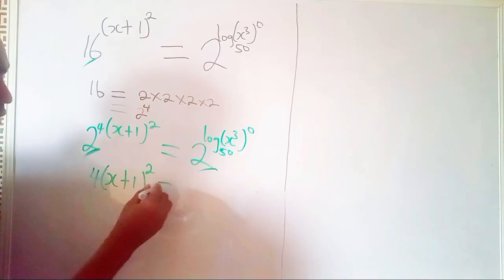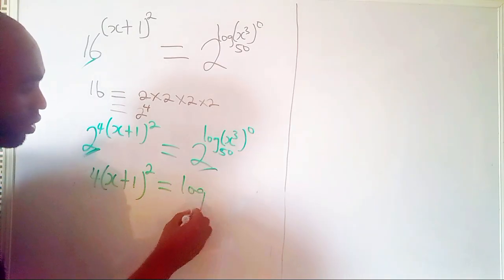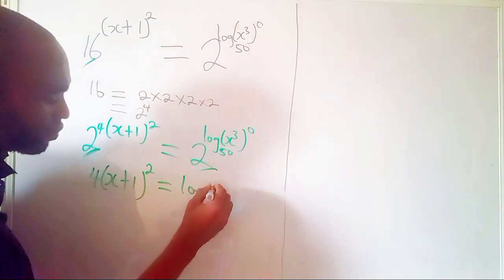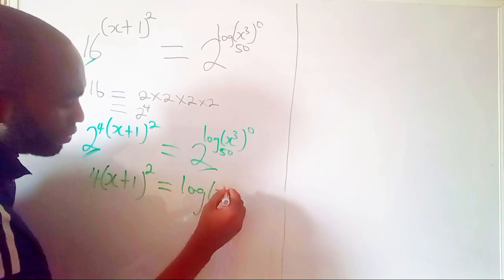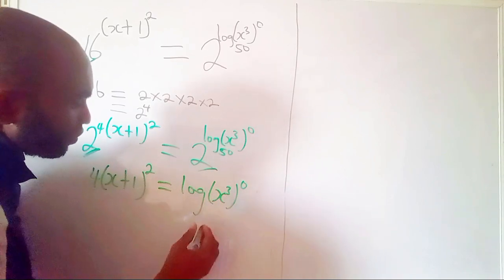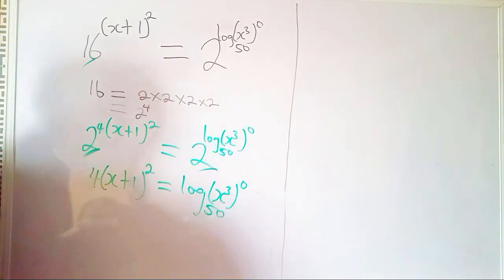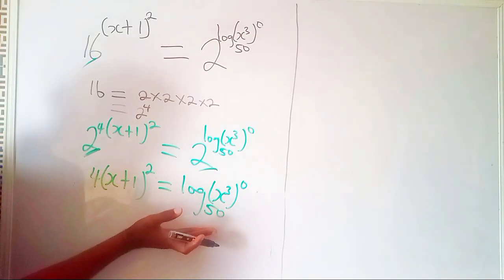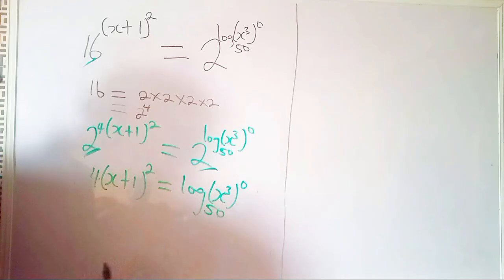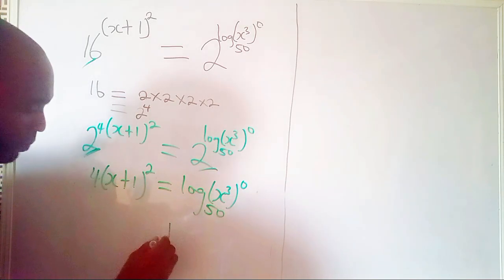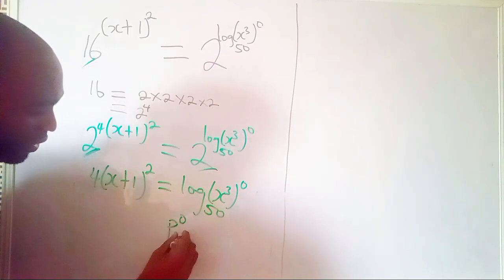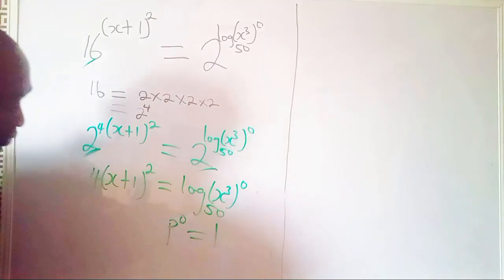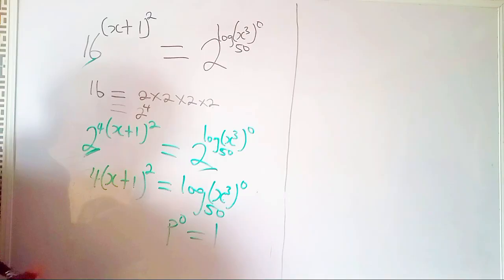is equal to log x cubed raised to the power of 0, base 50, right? So here now we have this. But remember, in the laws of log, anything raised to the power of 0 is the same thing as 1. Anything raised to the power of 0 will give us 1.